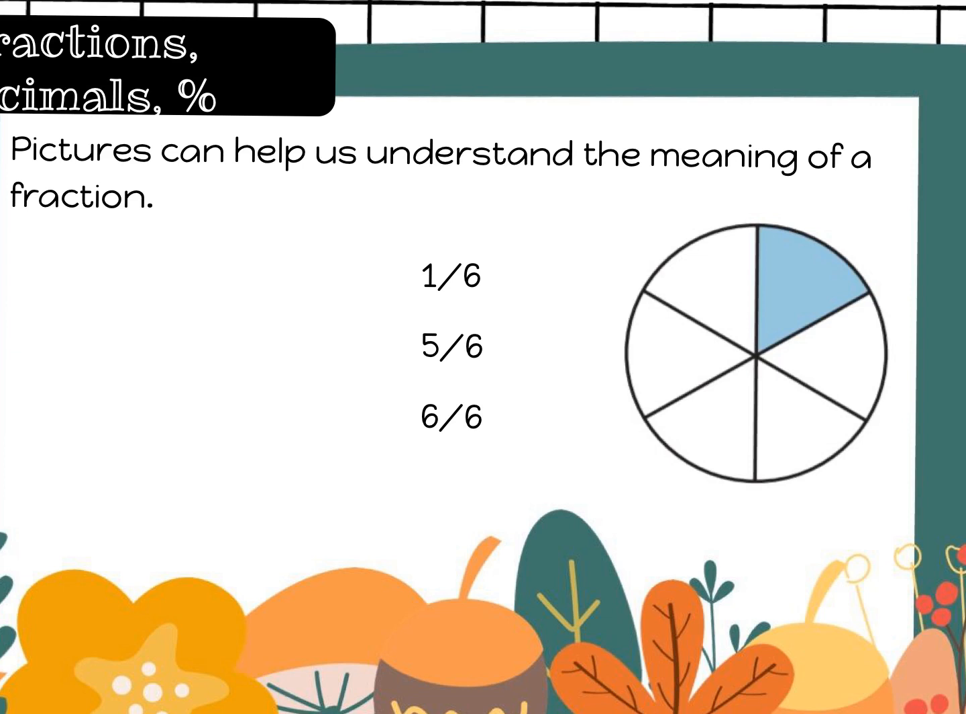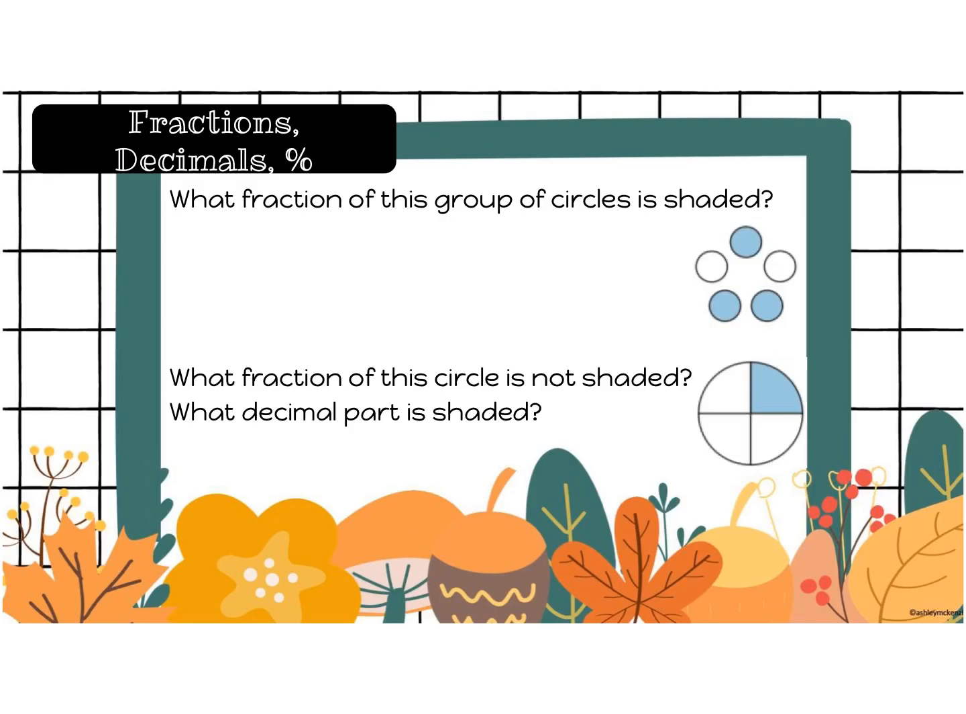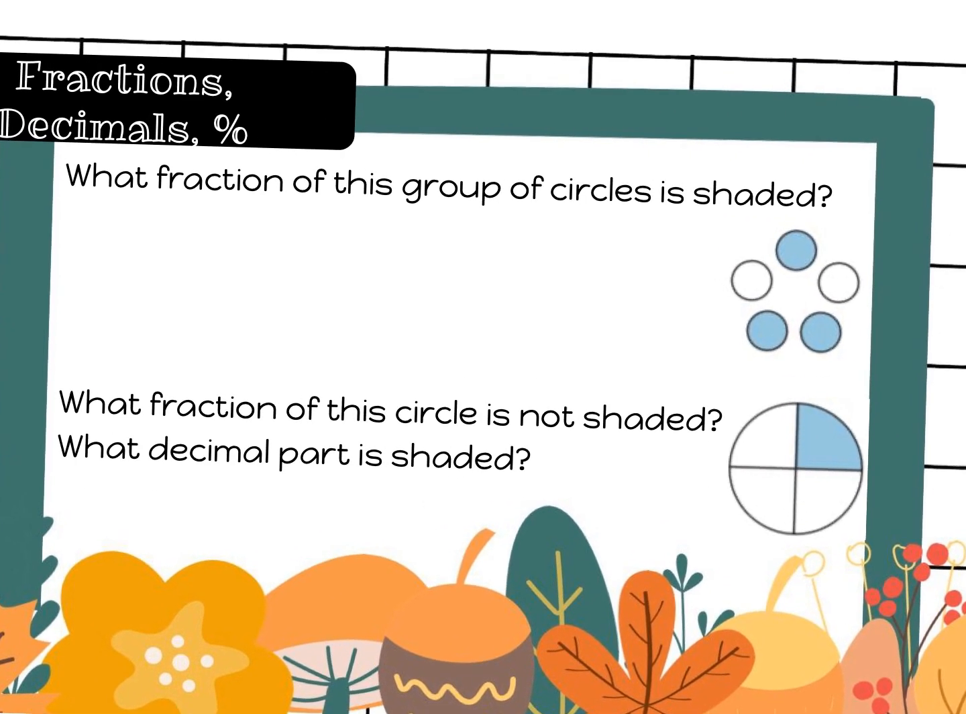And if I wanted to show 6 out of 6, what would I have to do? Shade the whole thing. And 6 out of 6 is equal to how much? 1 whole. Okay, good. So what fraction of this group of circles is shaded?